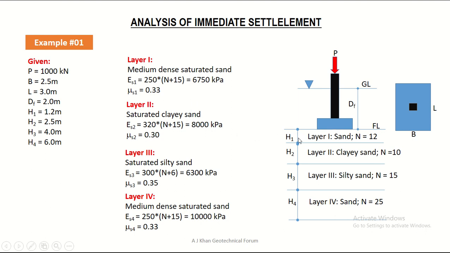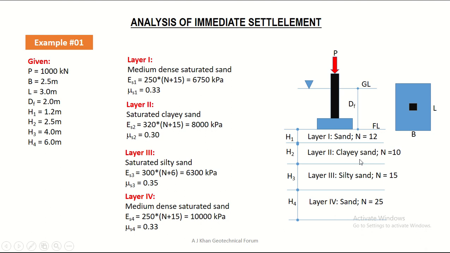The thicknesses of the layers are given here: H1 1.2, 2.5, 4 meter and 6 meter. And layer 1 has an SPT value of 12, which is a sand, but it is not said whether it is a loose sand or medium dense sand or whatever. We can always go back to our previous tables, and from there we can find the description of this sand, whether it is loose, dense or medium, and on that basis we can pick up the right expression for modulus of elasticity and the Poisson's ratio value.